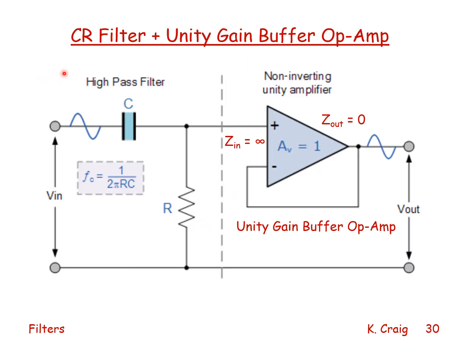Here we see a CR high pass filter with a unity gain buffer op amp with infinite input impedance ideally, 0 output impedance ideally, gain of 1. So there is no amplification. And this is my high pass filter, and the buffer op amp prevents any loading from anything I might connect to it downstream.